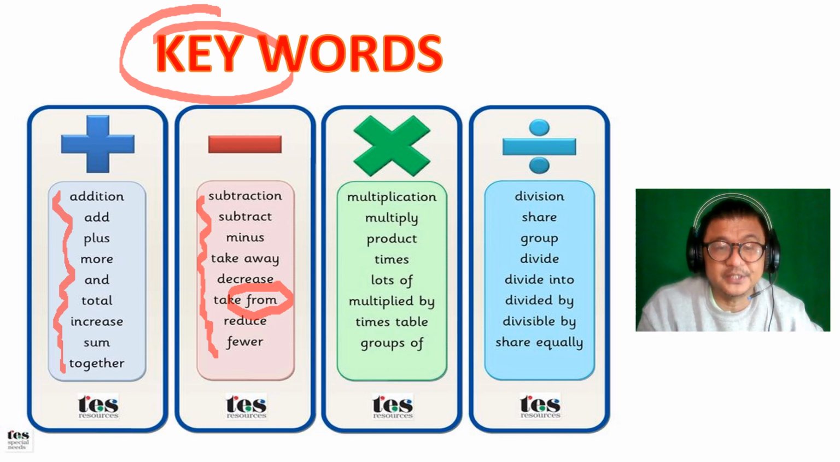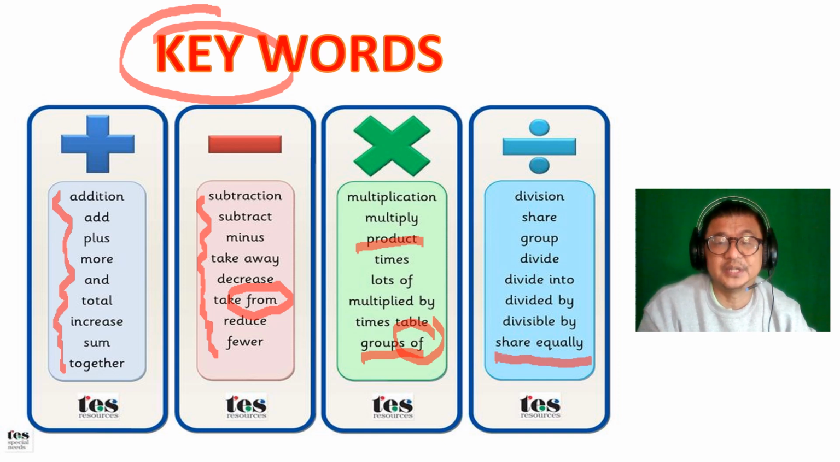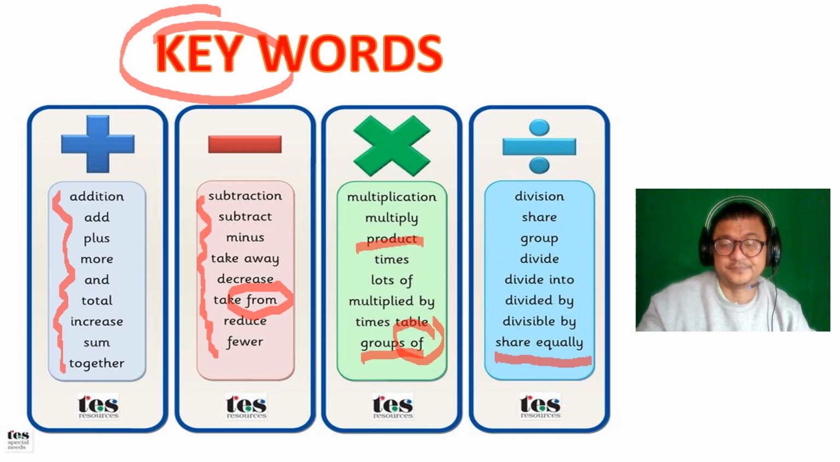For multiplication, you know the words product, times, multiplied, groups of something. The word of, most of the time, would mean multiplying. Dividing: share equally. Those are the words that you could use to identify division.